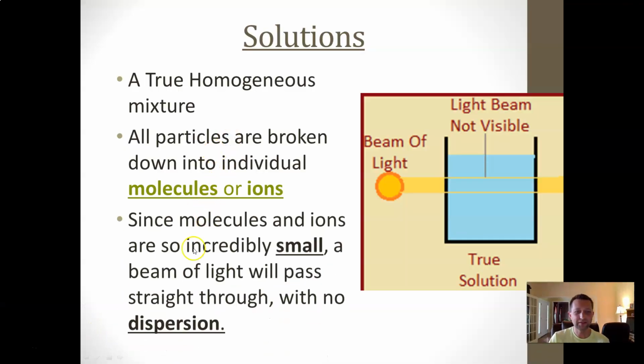Since the molecules and ions that the substance breaks apart into are so small, a beam of light will pass straight through it with no dispersion. So here's a beam of light, like a laser pointer if I was in class. I would shine it at a true solution of sugar water or salt water, and the beam would pass right through. You wouldn't see the beam within the solution at all. Okay, no beam, the light beam is not visible. I have an example of when it is a little bit later.